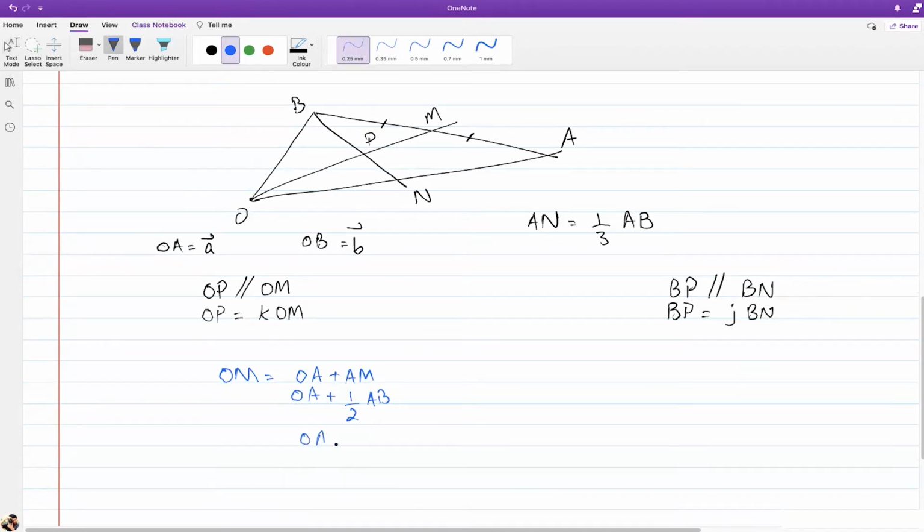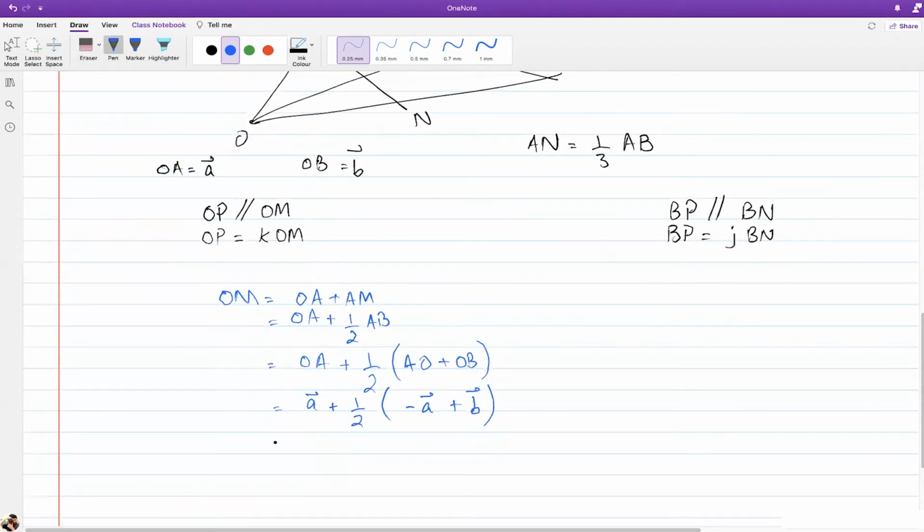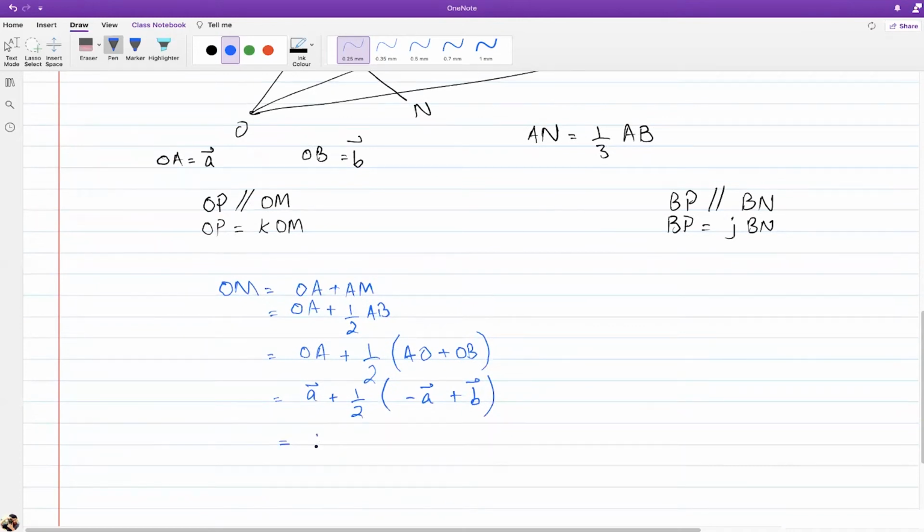I can say that AB is like going from A to O, then going from O to B. Now, what is OA? OA, as we know, is A. What is OB? OB, we know, is B. What is AO? Now, O to A is A, so A to O will be the opposite of that. Minus A, yes. And now we have OM as half B plus half A. And we have found it.